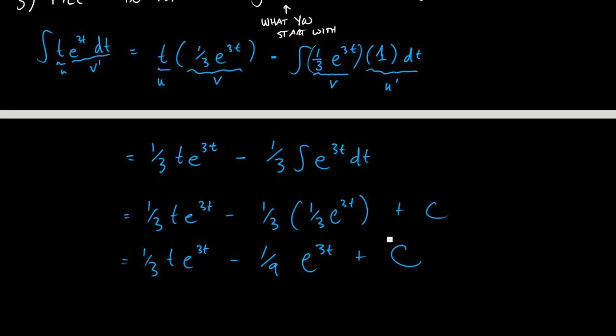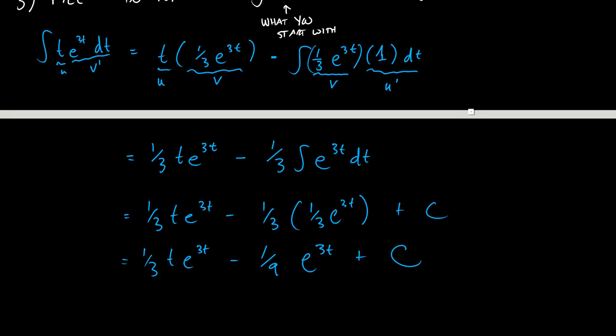And so what I end up with here is a function where, if you take the derivative of this function, think to yourself, what are you going to end up with? What was the whole goal here? The thing you're going to end up with is this right here: t e to the 3t. And I encourage you to do that just so you can see how it works.